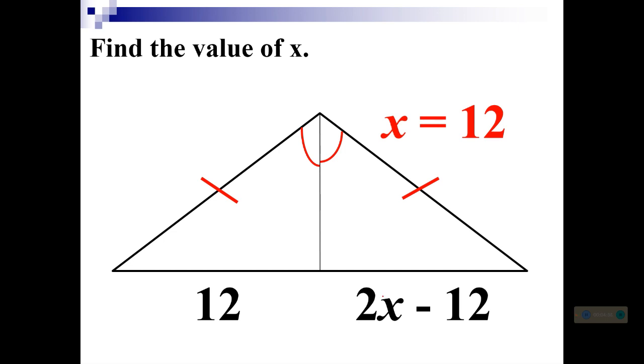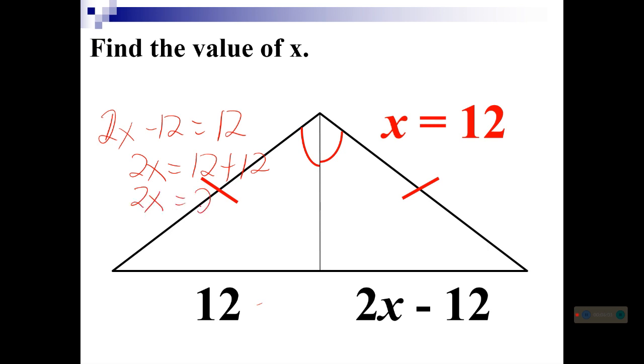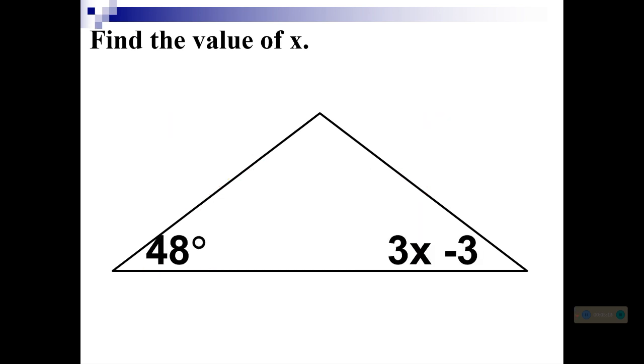Okay? If you have your question, let me explain. You will just equate the two given. So you will have here 2x minus 12 equals 12. Then 2x equals, using APE, 12 plus 12, so 2x equals 24. So divide both sides of the equation by 2. So your x now is 12. Okay? So let's have the other example. If we have here 48 degrees and then 3x minus 3, what is the value of x? So what will you do? Yes, equate them also.